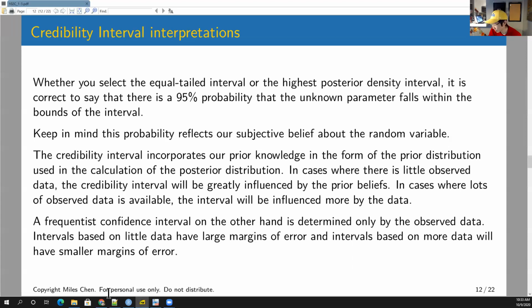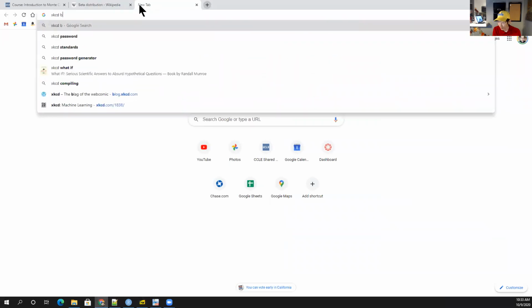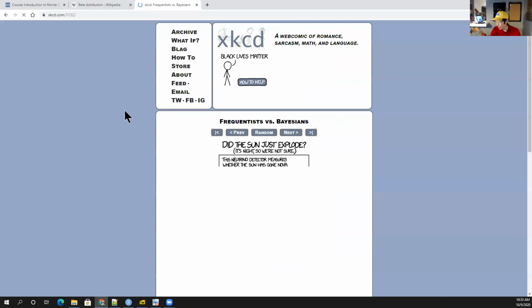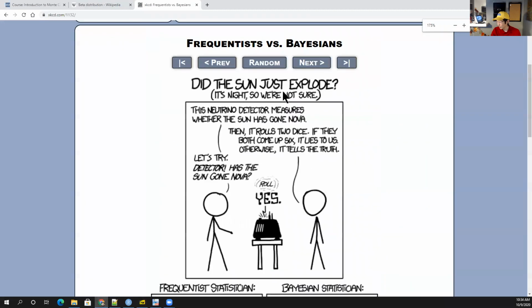Maybe I can show you a comic. Let's see, XKCD, frequentists versus Bayesians. Okay, so the question is, did the sun just explode? The neutrino detector measures whether the sun has gone nova, but then it rolls 2 dice, and if they both come up as a 6, it will lie to us. Otherwise, it tells the truth. Okay, so this is some contrived scenario.